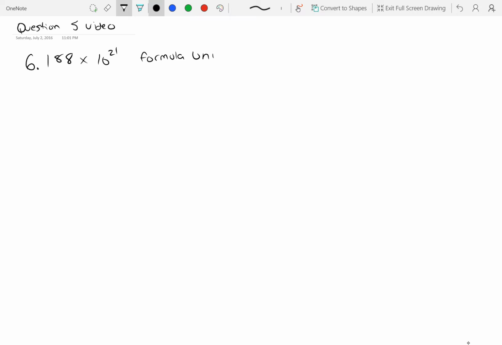So this is dumb. Formula units of NiCl2. So there's two main things that you should know when approaching this question. Both of them are pretty dumb. The first one being that formula units is the same thing as molecules.